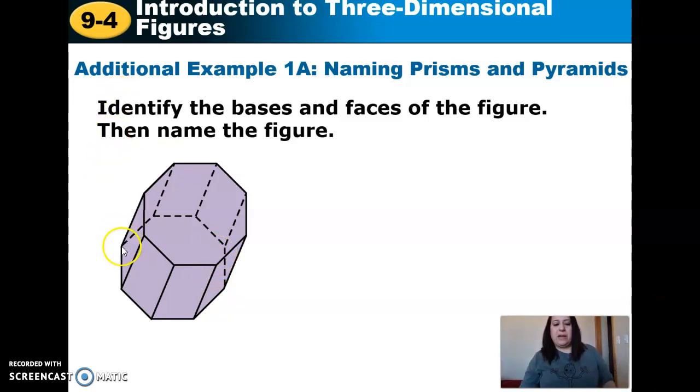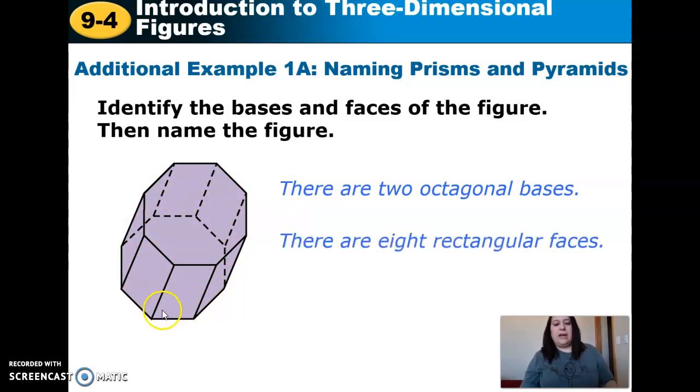Okay, so if I look at my base, I'm going to count how many sides do I have? 1, 2, 3, 4, 5, 6, 7, 8. So I have an octagon. So my base is an octagon. Okay, you have two of them. You have this one that's facing you and this one over here. Okay, and then you have 8 rectangular faces. So 1, 2, 3, 4, 5, 6, 7, 8 rectangular faces that are connecting those two bases.